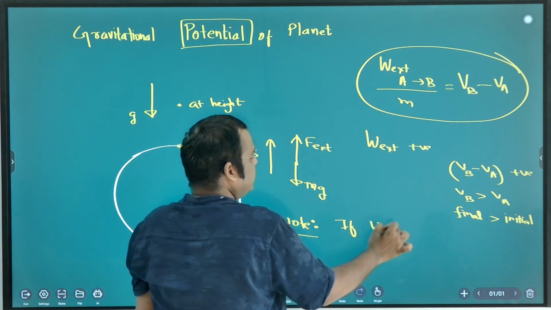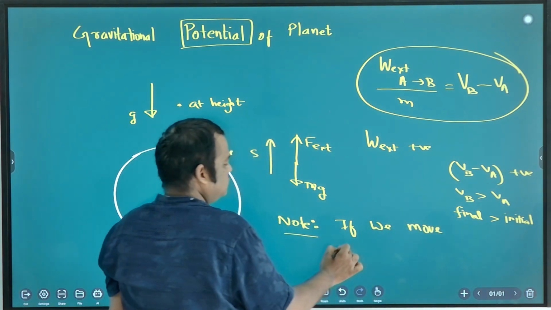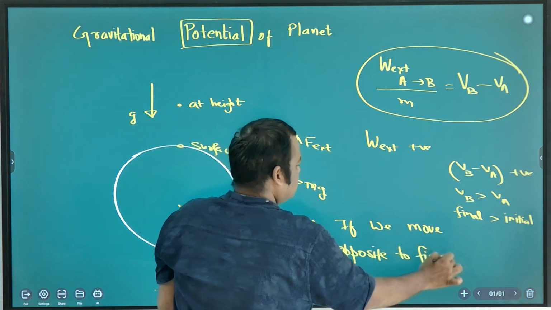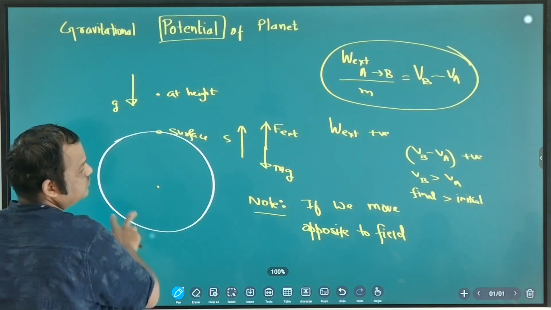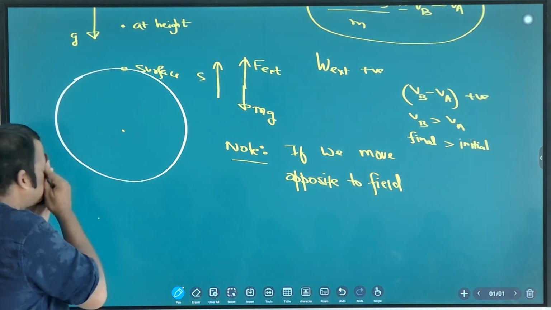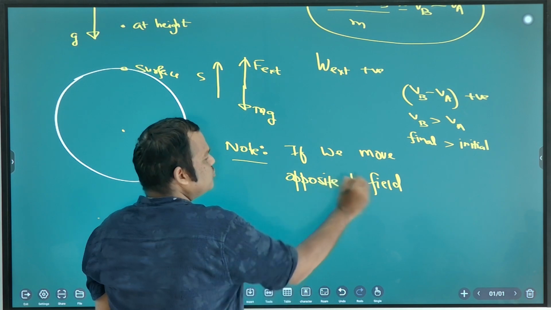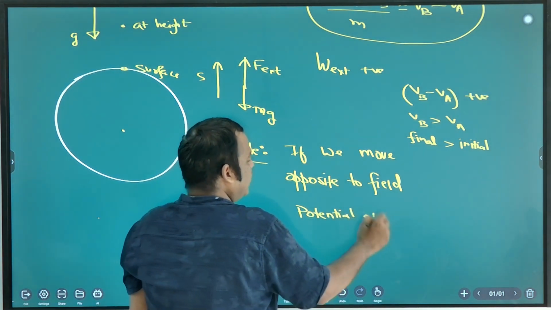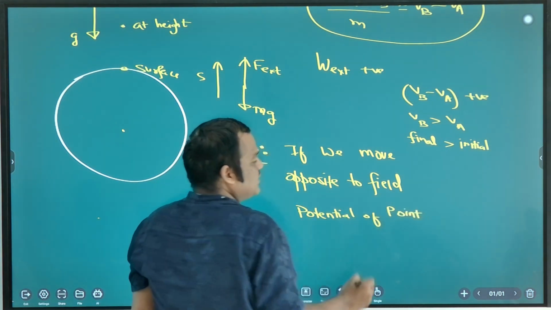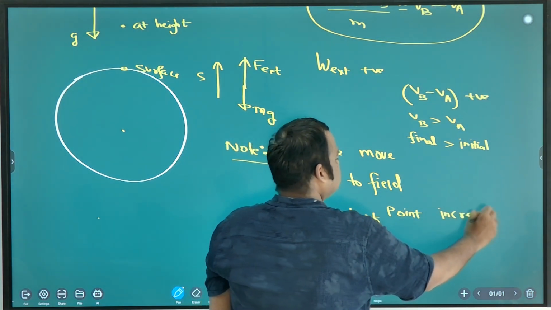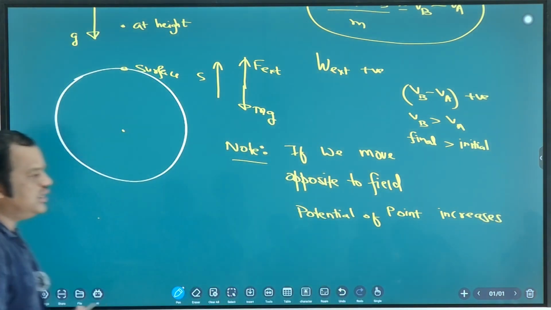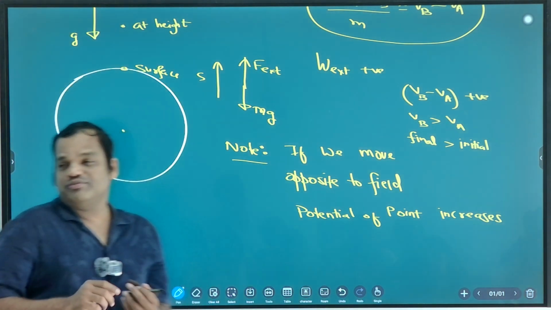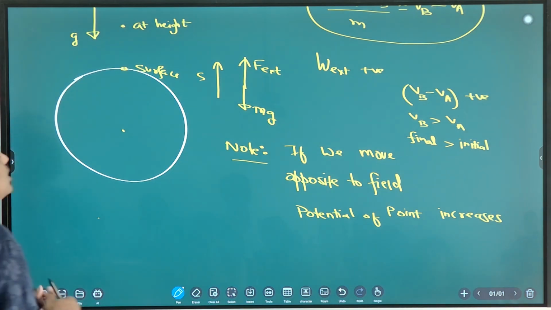If we move opposite to field, potential of point increases. It means you are going from low potential to high potential.